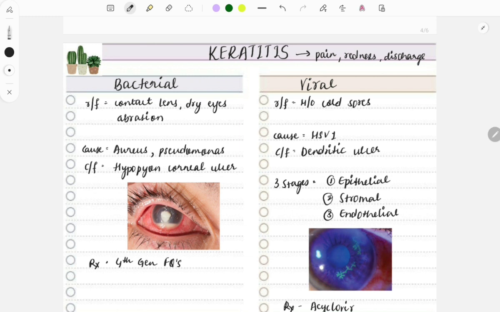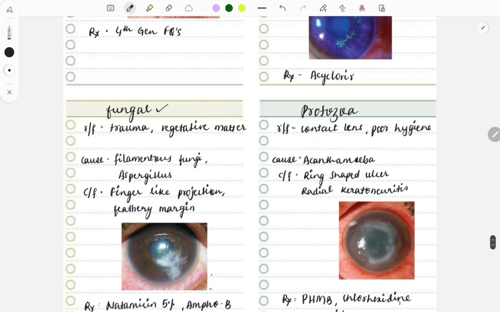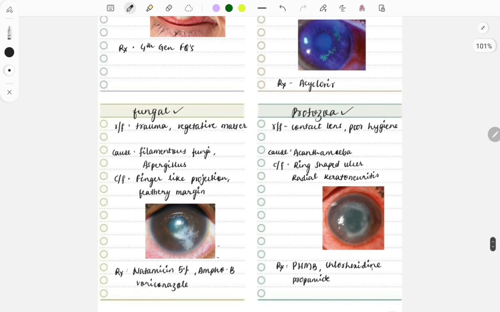It is characterized by corneal edema or infiltration of inflammatory cells and ciliary congestion. So keratitis presents with features like pain, redness and discharge. The types of keratitis are based on the causative organism: bacterial, viral, fungal or protozoal.